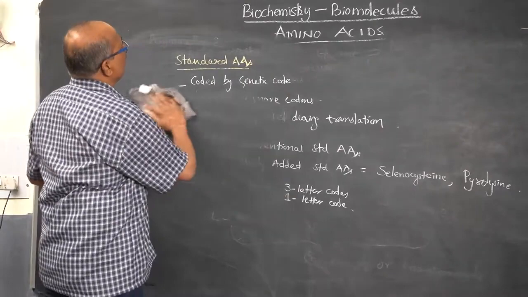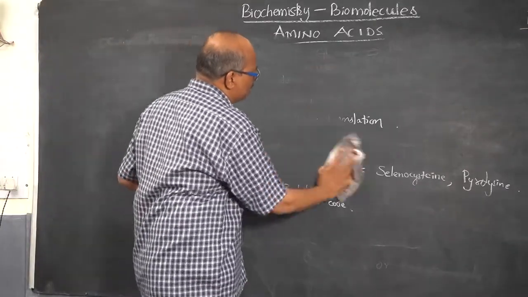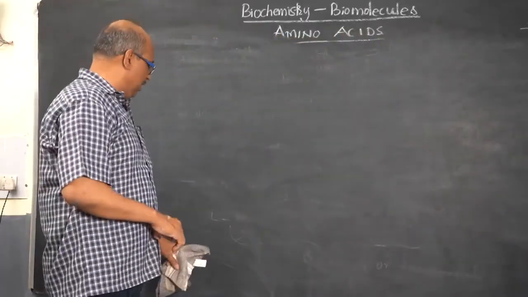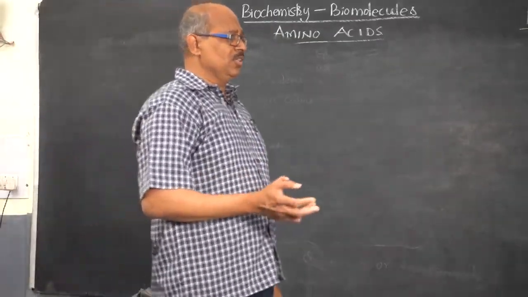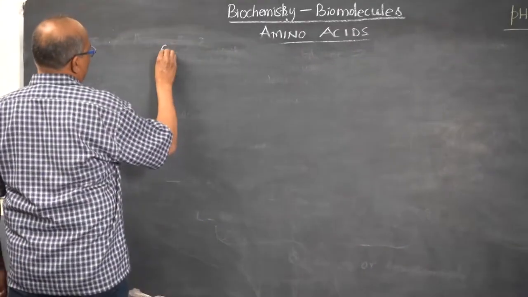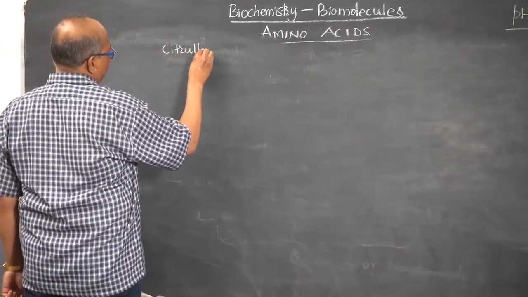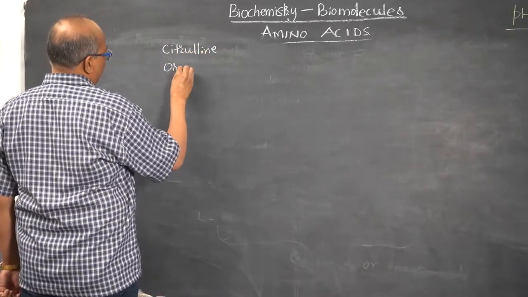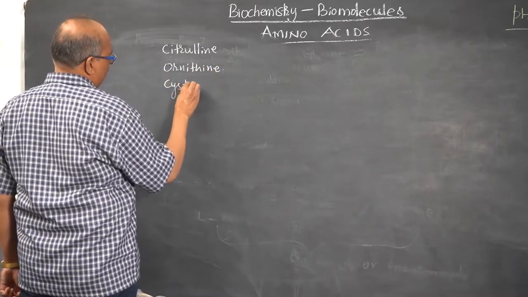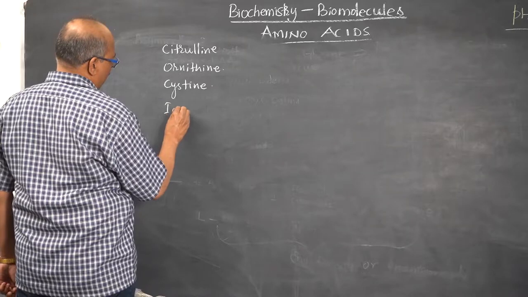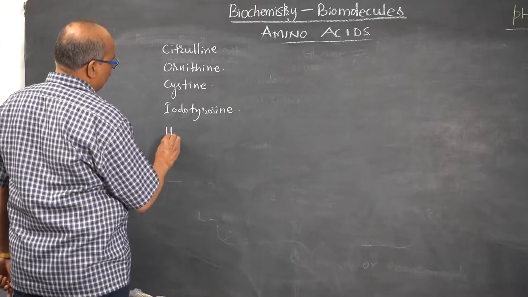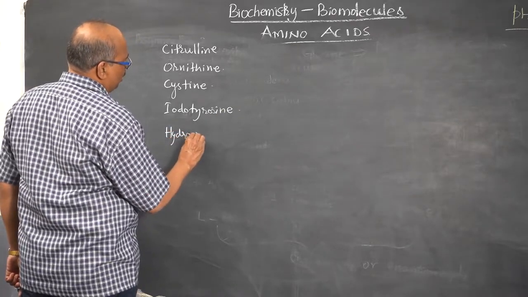There are about 700 amino acids which are called non-standard amino acids. They are not directly incorporated into the protein. They are not coded by the genetic code. They don't have codons. So one example is citrulline. Another example is ornithine. Another example is cystine. Another example is iodotyrosine. Another example is hydroxyproline.